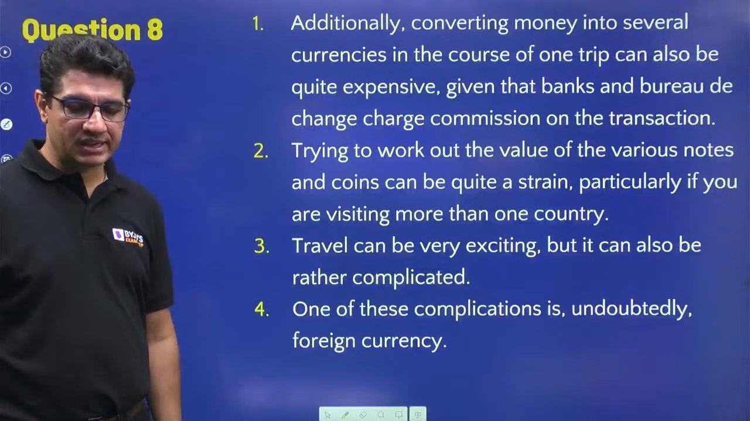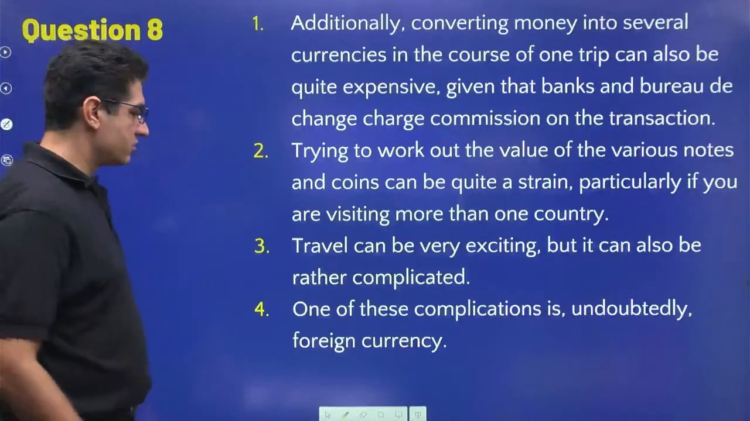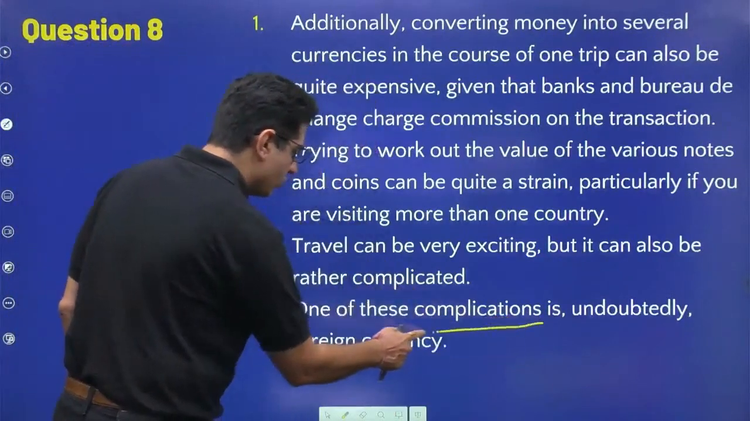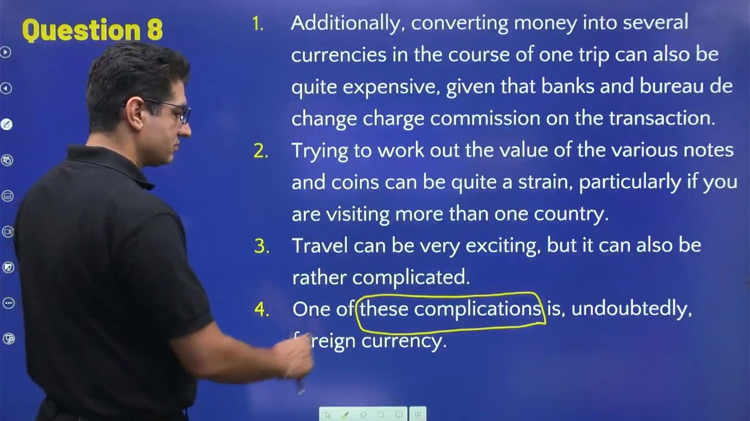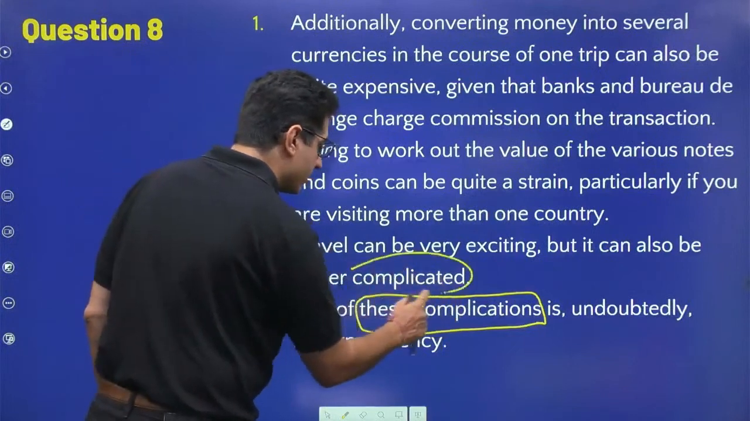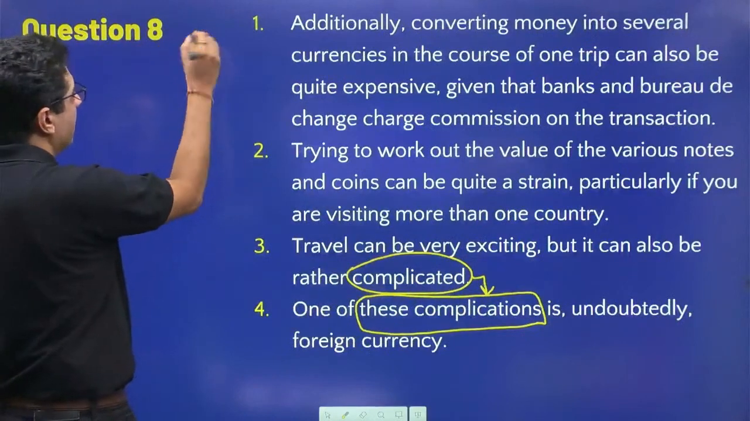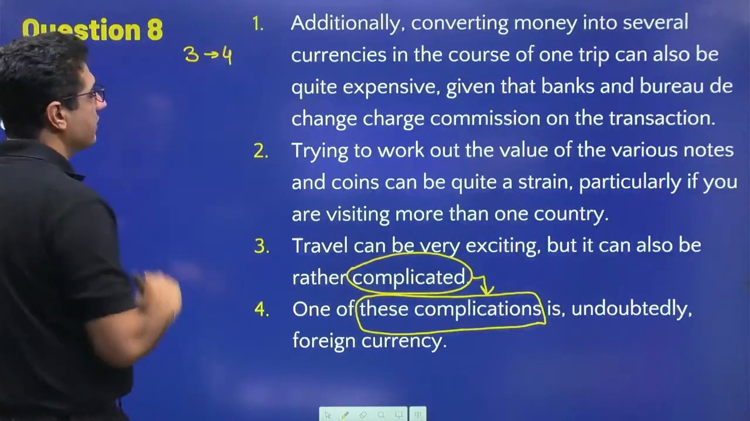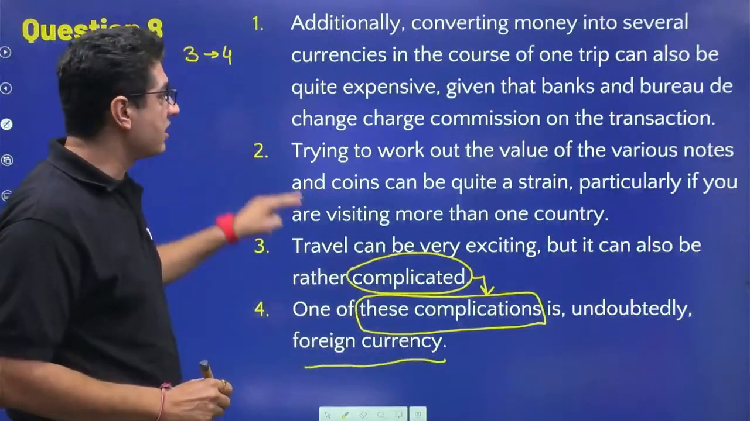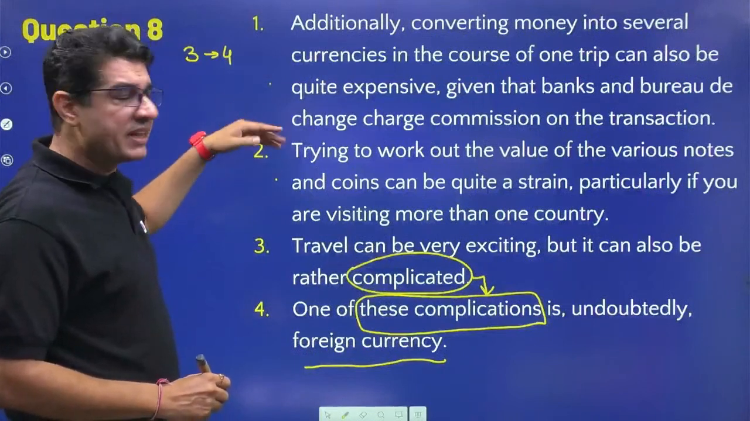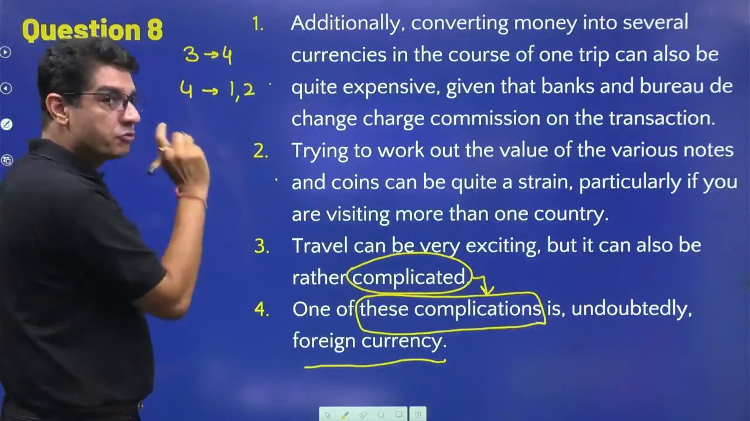Okay, so Vedant has shared his answer. Do you agree with Vedant? Here are my clues. So, look at this. One of these complications. So you see this? Rather complicated. So one of these complications comes after this. So I know that 4 should come after 3. Then if you look at first and second, they are talking about complications related to foreign currency. Notice? Complications related to foreign currency, and therefore both 1 and 2 should come after 4.